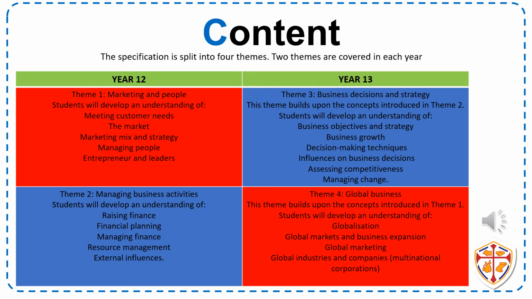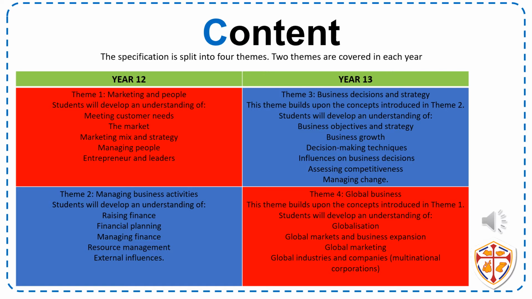Course content. Over the next 2 years, you will explore 4 different themes. 2 themes will be addressed in Year 12 and 2 in Year 13. In Year 12, you will develop an understanding of meeting customer needs. You will explore what customers want and their requirements and outline markets such as market research, the marketing mix and marketing strategies. You will look at managing people and how you can become an entrepreneur and how leaders lead.